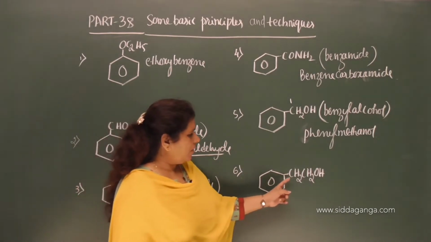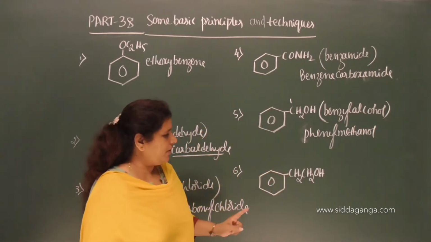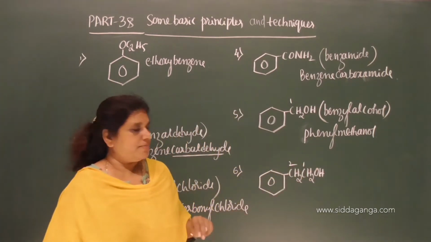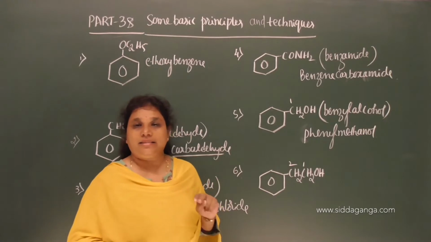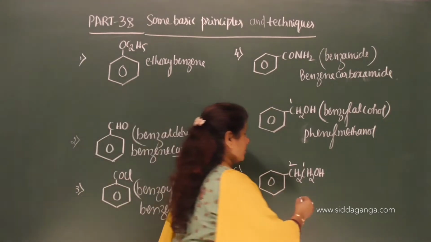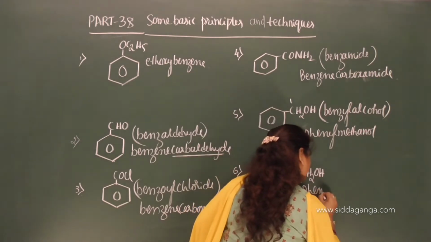Now, again I increased one carbon atom here, and you know that this is 1 and 2. The 2 carbon atoms containing alcohol is nothing but ethanol, and it is substituted ethanol. What substituted ethanol? Phenyl substituted ethanol.